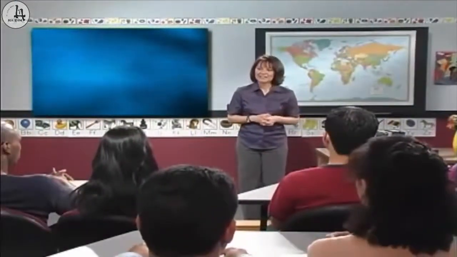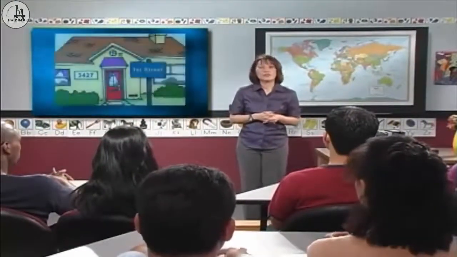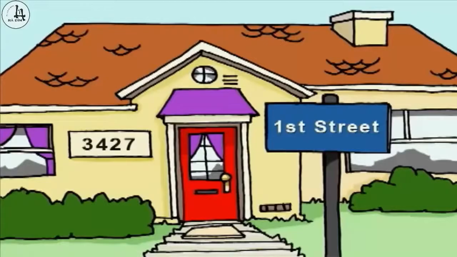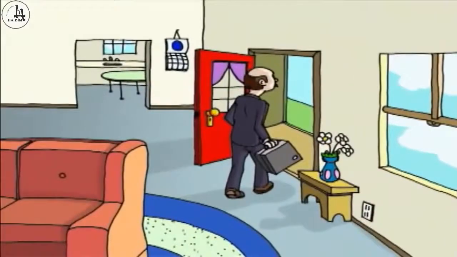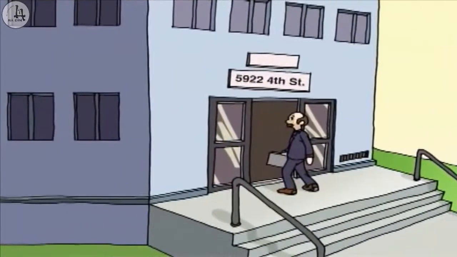Let's go back to the classroom and study some more English. All right, class. Let's talk about addresses. This is Bob's house. His address is 3427 First Street. It's Monday, and Bob is leaving for work. This is his office. The address is 5922 4th Street.